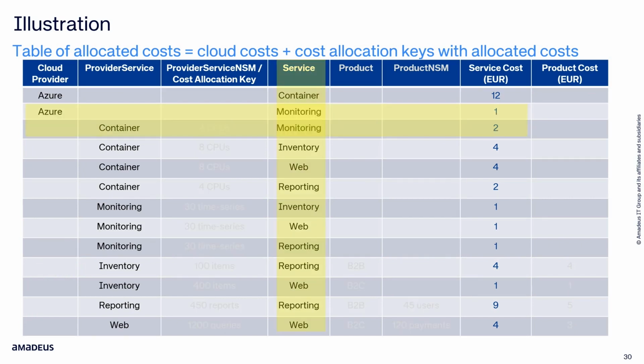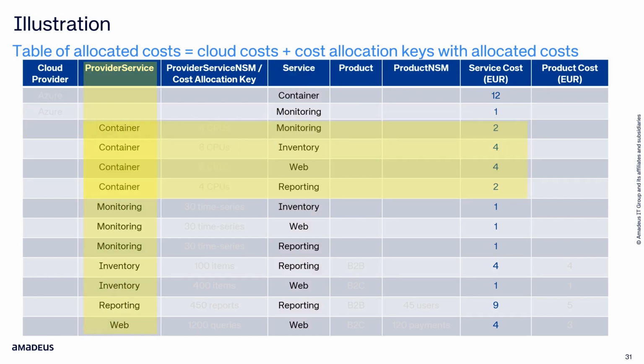The table can be filtered by service to see the service cost that is allocated either directly from Azure or directly from provider services. For example, you can see here that monitoring has 1 euro allocated directly from Azure and 2 euros allocated indirectly from the container platform.